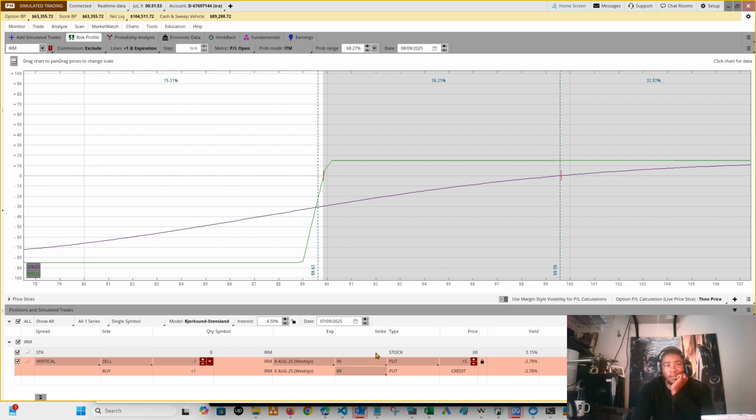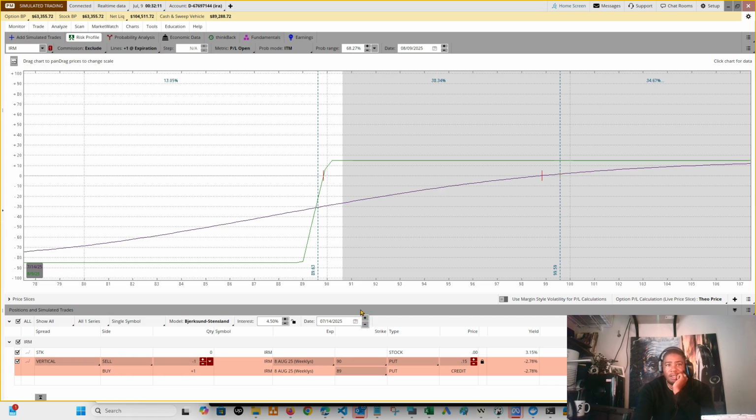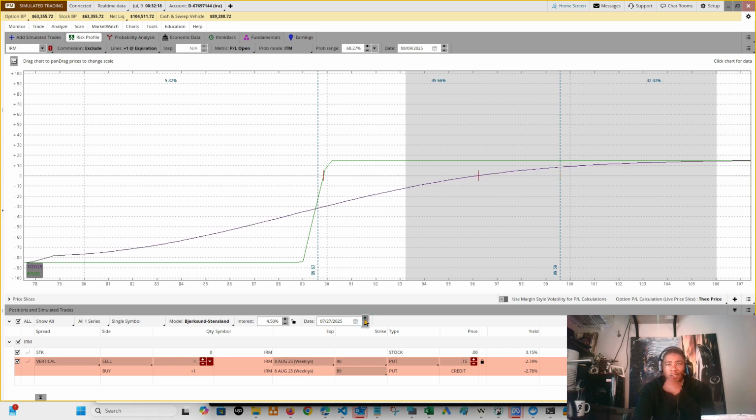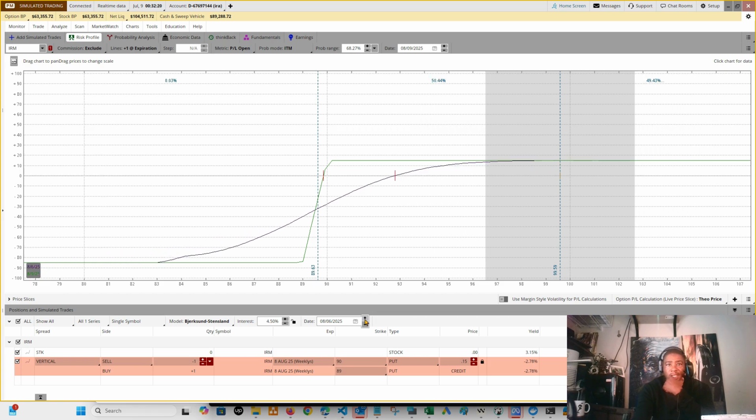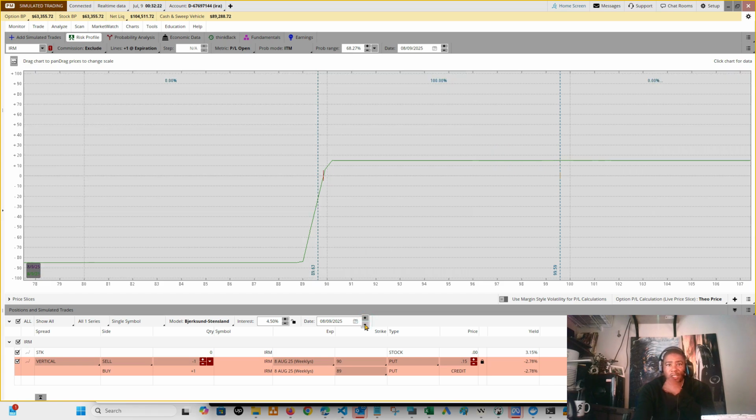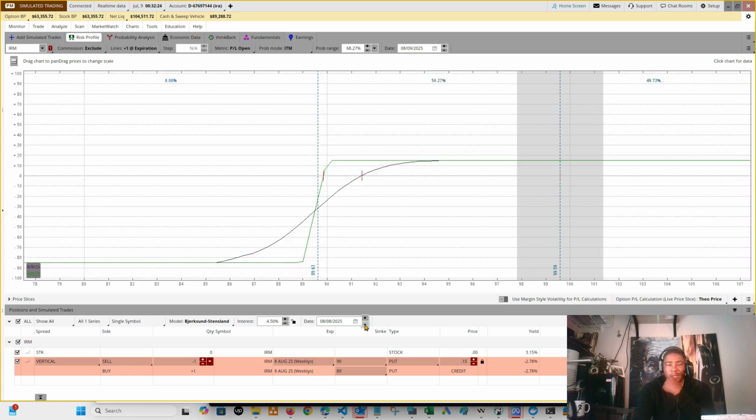Let's set this for today. Today is the 9th, right? The expiration on this put option is the 8th of August. So every day we benefit from time decay. Every day that it doesn't go below 90, we benefit from time decay, which is theta, right? That's your Greeks. Theta is time decay.